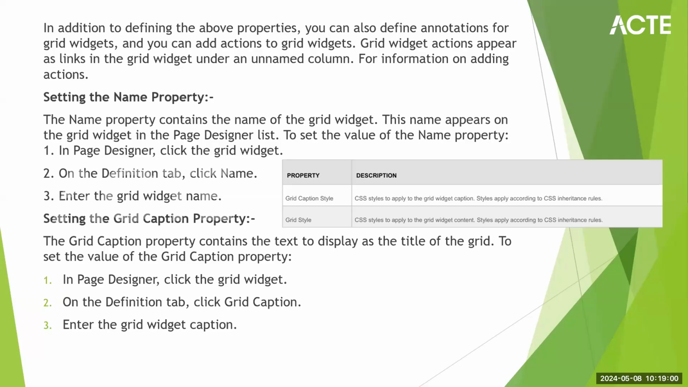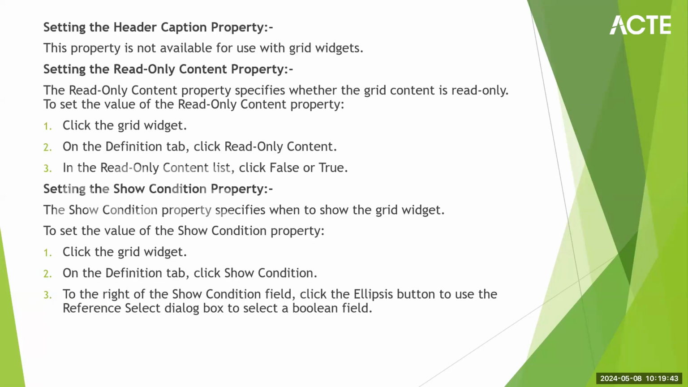Name is something that you wish to display in the manuscript. Caption is something that you wish to display on the UI. So this property is not available to you. This is not available for the grid wizard.